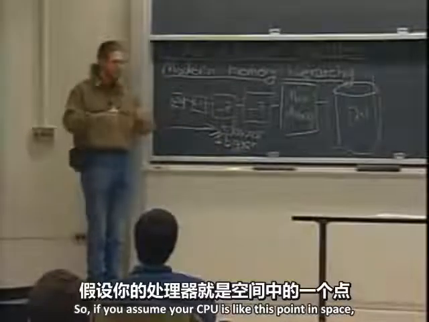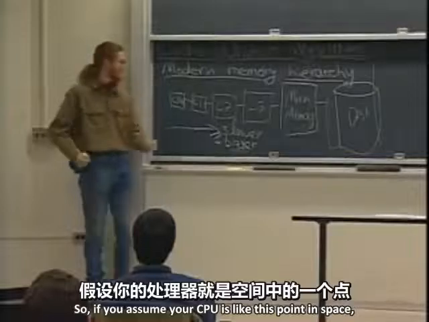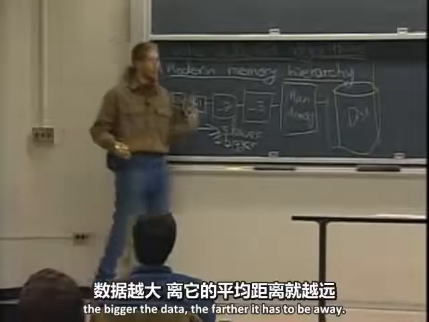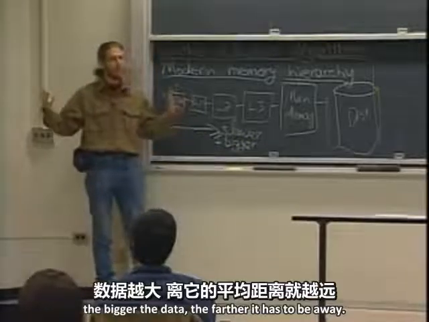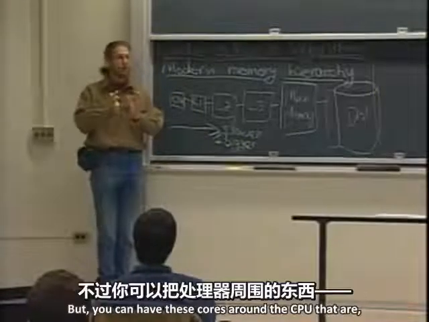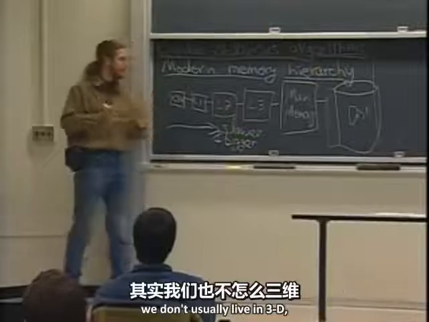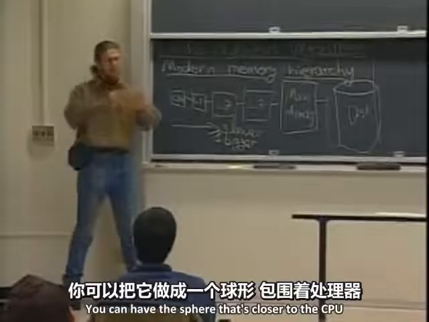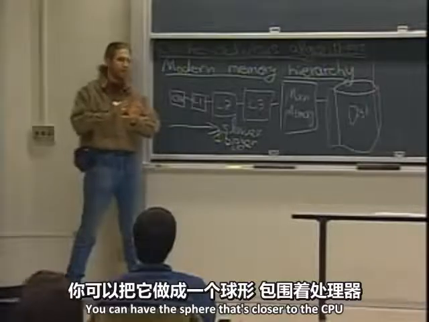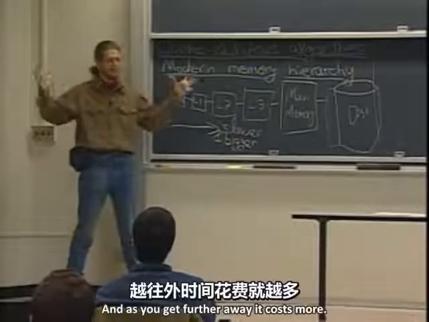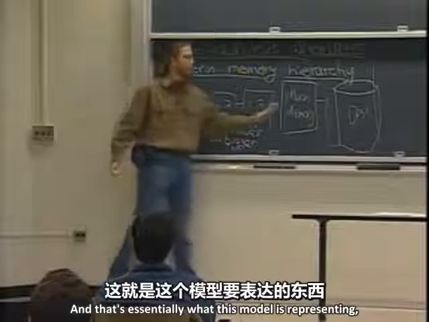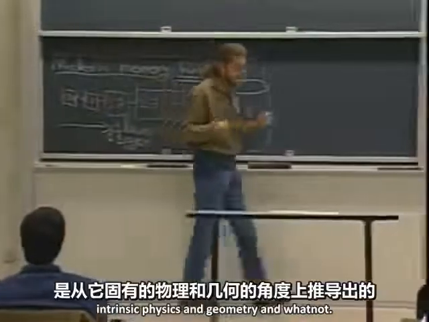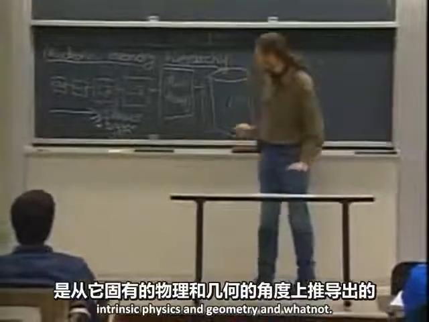So if you assume your CPU is like this point in space, so it's relatively small, and it has to get the data in, the bigger the data, the farther it has to be away. But you can have these cores around the CPU. We don't usually live in 3D; in chips, we're usually in 2D. But never mind. You can have this sphere that's closer to the CPU that's a lot faster to access, and as you get farther away, it costs more. That's essentially what this model is representing, although it's a bit approximated from the intrinsic physics and geometry and whatnot. But that's the idea.